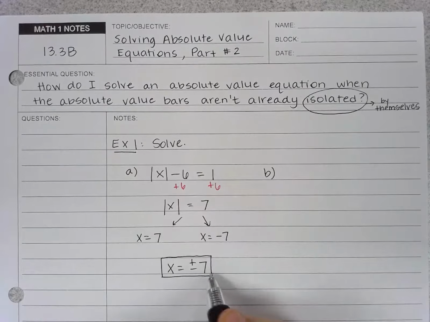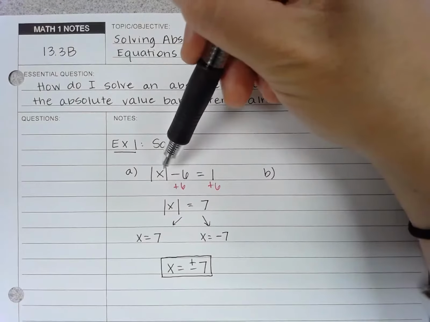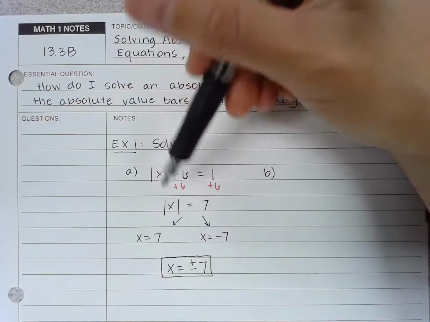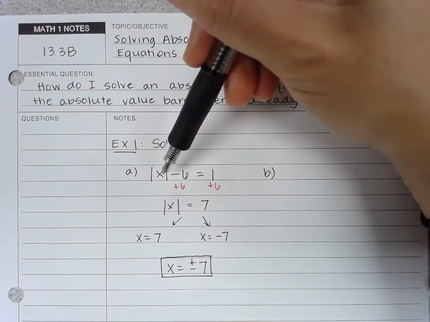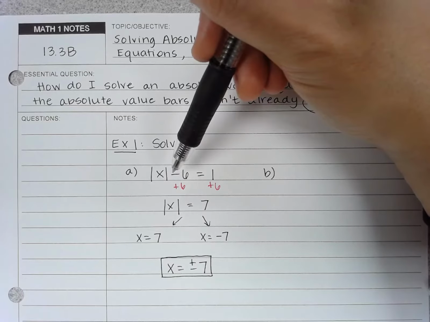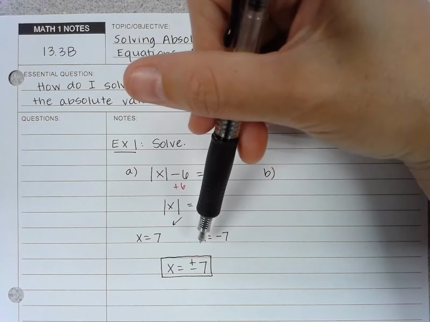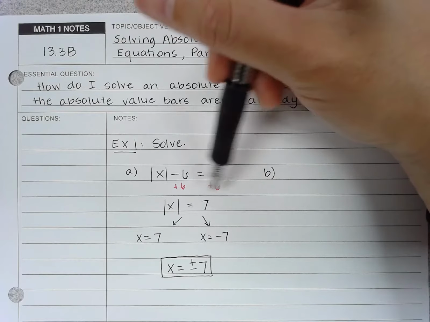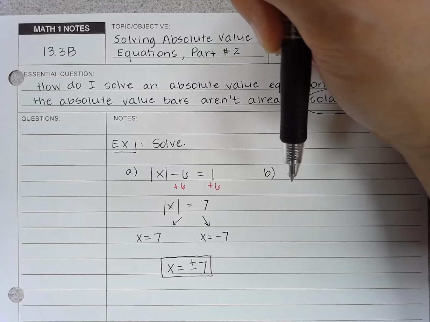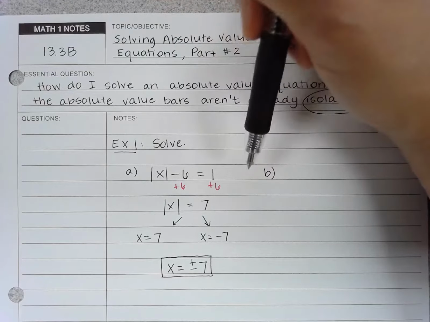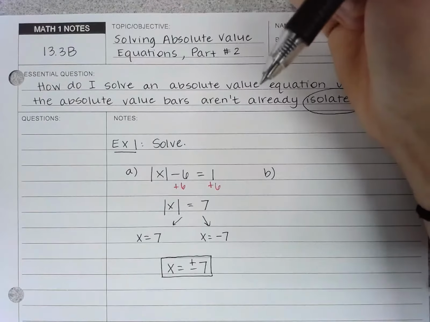If I plugged a positive 7 in right here, the absolute value of 7 is 7, and then 7 take away 6 gives me 1. If I plugged the negative 7 in here, the absolute value of negative 7 is also positive 7, and then 7 take away 6 is equal to 1. So you are still getting 2 solutions, but the part in red is the part that you had to do first. So this is different than the notes that we did in 13.3a, because in 13.3a you didn't have to do the red part, you were just ready to split them off and make their own.